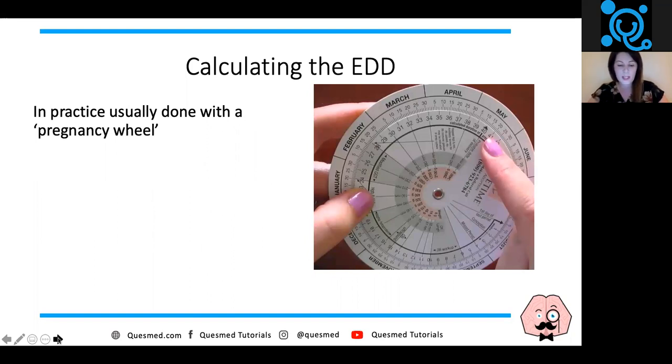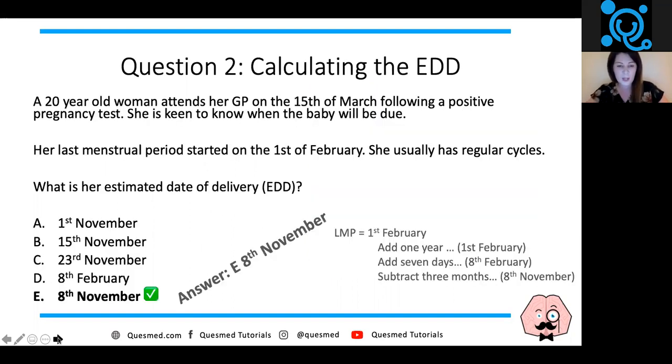So if you look at the question again, applying Naegele's rule, her LMP was the 1st of February. If we add 1 year, that takes us to the 1st of February next year. We add 7 days, that takes us to the 8th of February, and we subtract 3 months. So that takes us to the 8th of November.